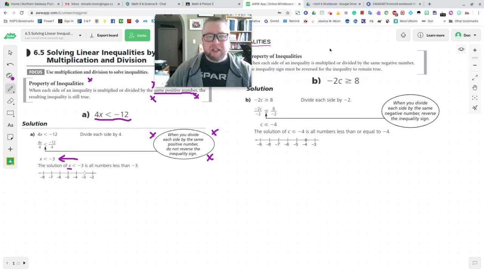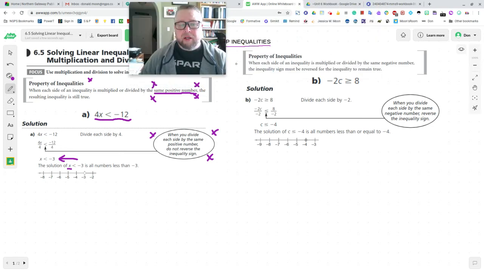The second thing I just want to look at in our one-step inequality is this property right here. So there's two properties. We have the first one, which is the same positive number. This one is when each side of an inequality is multiplied or divided by the same negative number. All right, and you'll see in this solution right here what I mean. So in this case, I have negative 2c is greater than or equal to 8.